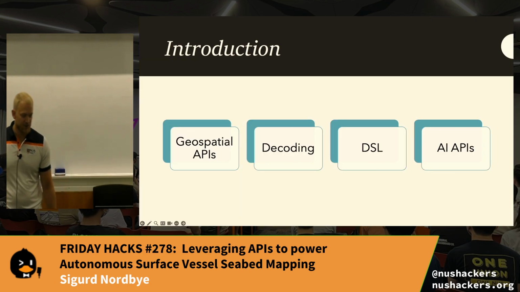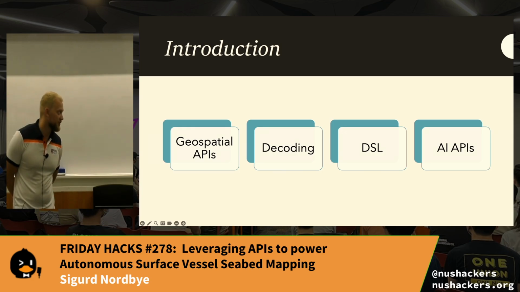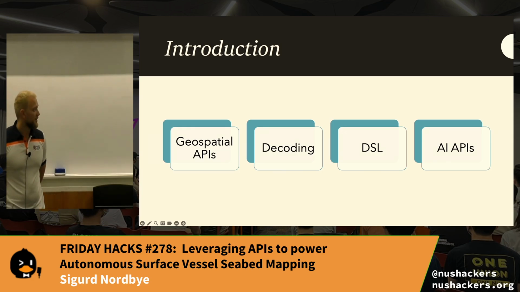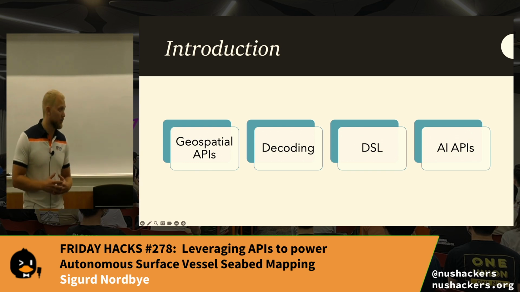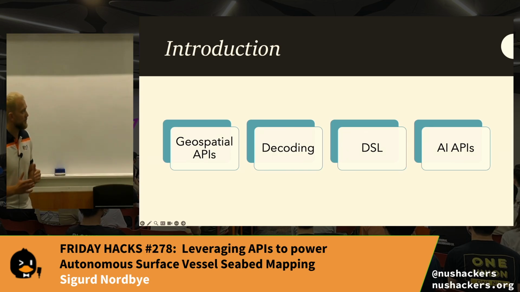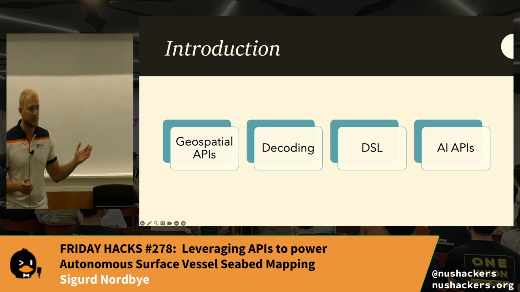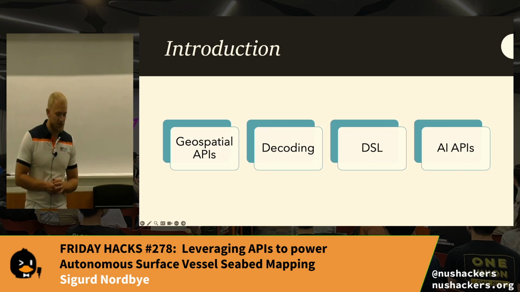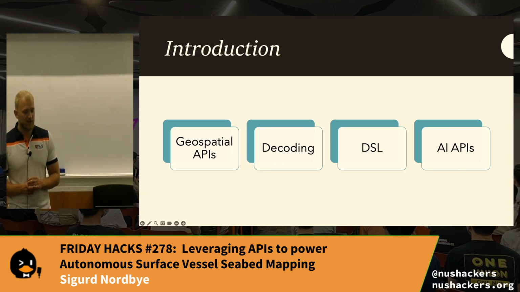Just as a general introduction, I'll be speaking about geospatial APIs, how to decode the data you get from the APIs, and more specifically how to decode certain types of coordinates. I will be speaking a little bit about DSLs. I don't know if you are familiar with them, but I won't go into them too deeply technically, but it stands for domain specific language. And also I'll be speaking a bit about AI APIs.